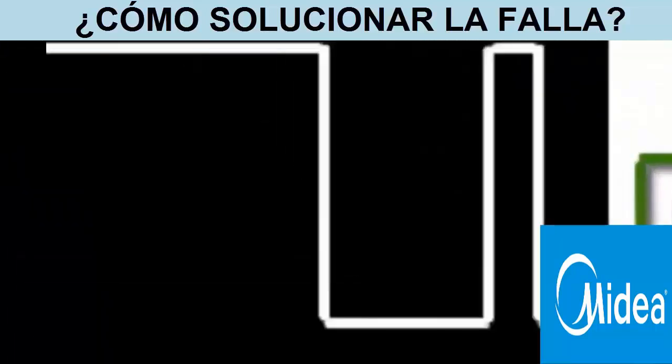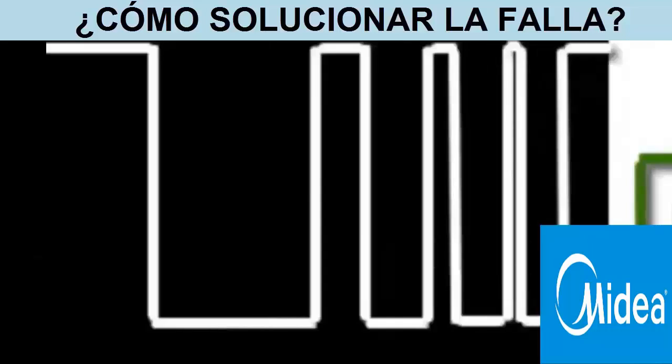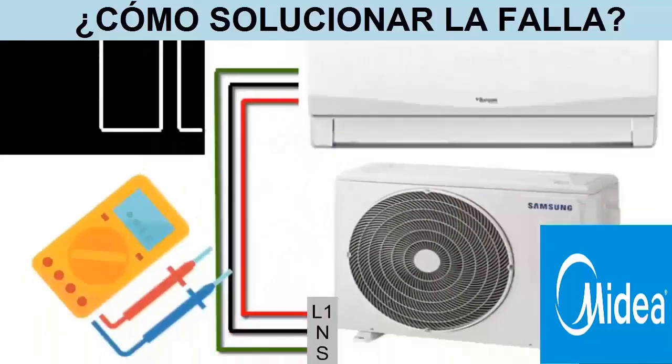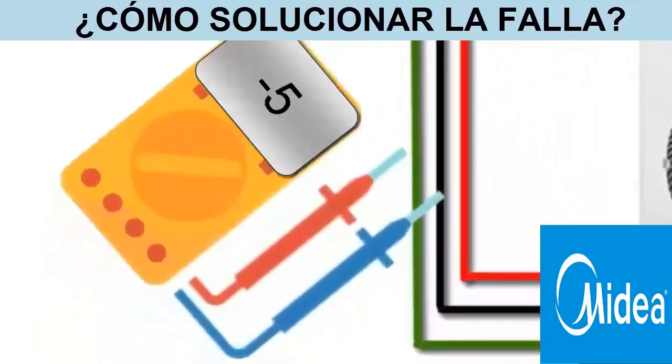6. Depending on the data transmission, for some manufacturers like Midea, when the unit is operating normally, the voltage measured on the signal wire fluctuates between positive and negative values.